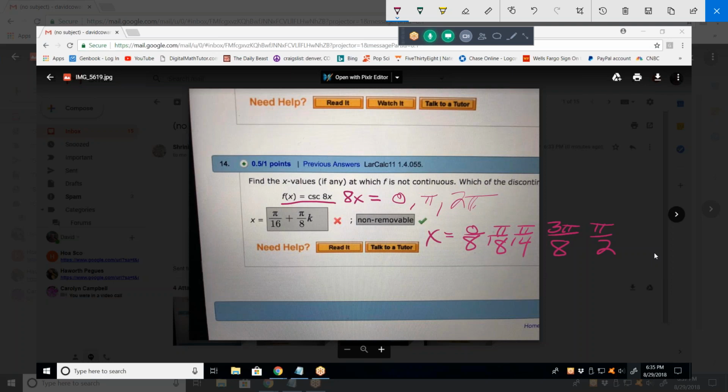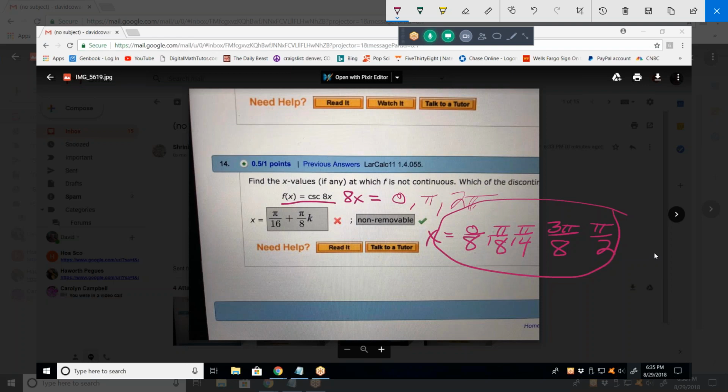Find the x values at which f is not continuous. Well, we did that. I don't see the rest of the question. Which of the discontinuities? Oh, hold on, let me see what it said. Sorry, one second. Oh, past assignments. Okay. Yes, it says which of the discontinuities are removable. So that's just asking whether it's removable or non-removable.